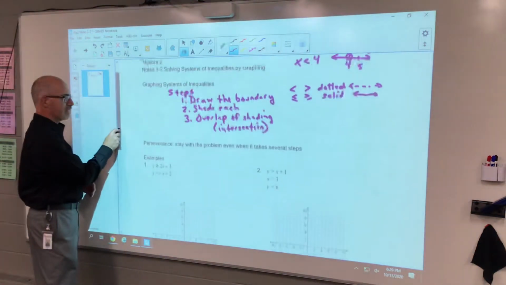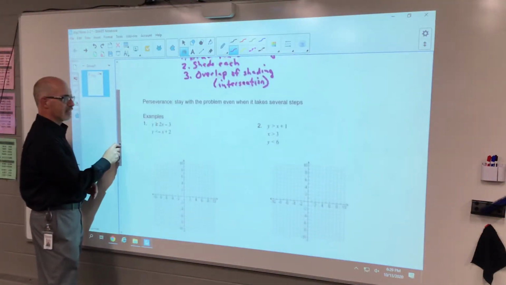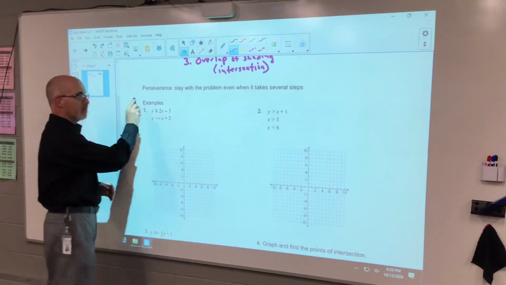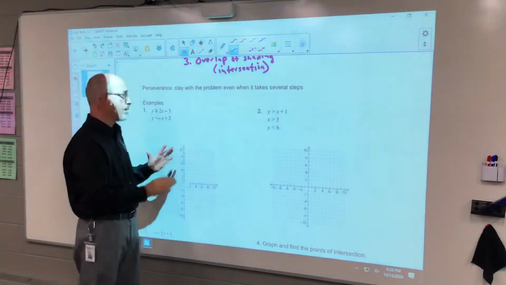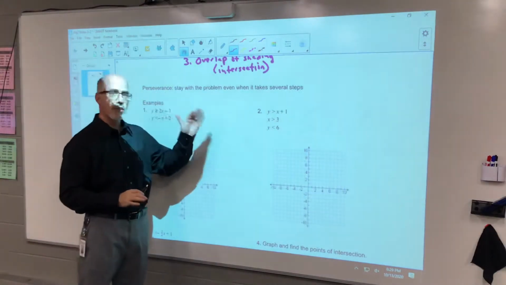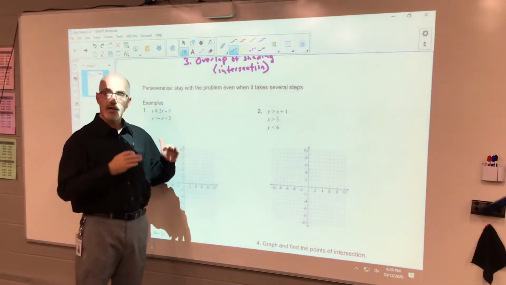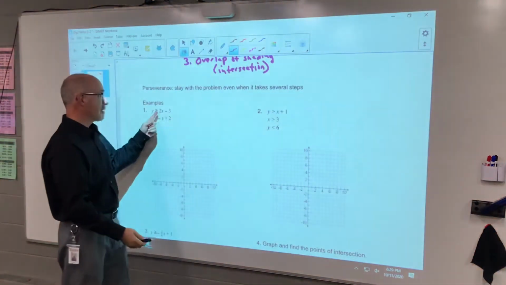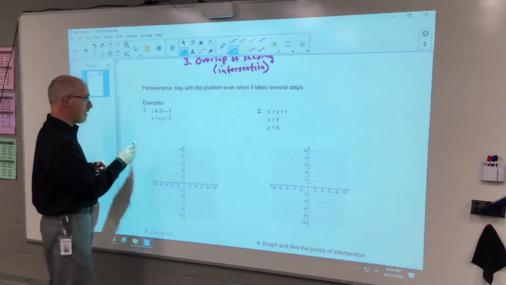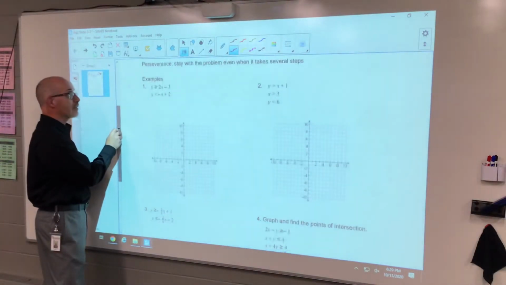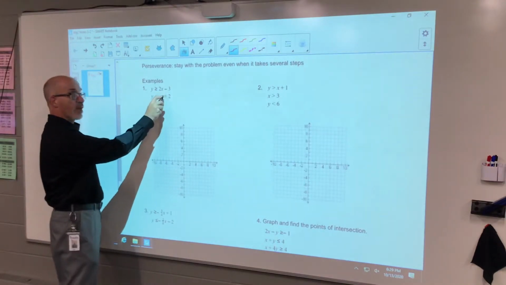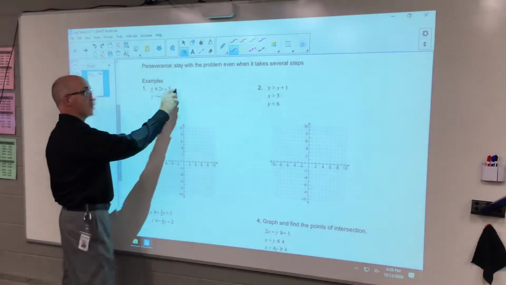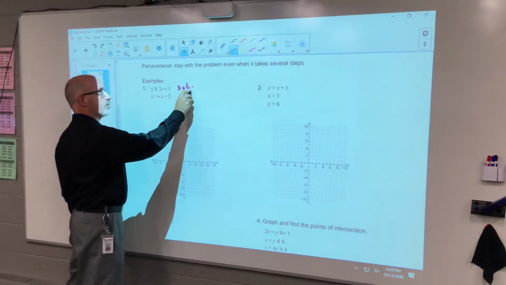Okay, so let's take a look at what this means as an example. Persevere through these problems, persist through them, because you're gonna have to do more than a step or two, so you're gonna have to work your way all the way through it. And we have two inequalities here to graph. Let's persevere our way through it. So first thing is, this first one I'm gonna draw the boundary line. It's gonna be a solid line because it's or equal to.